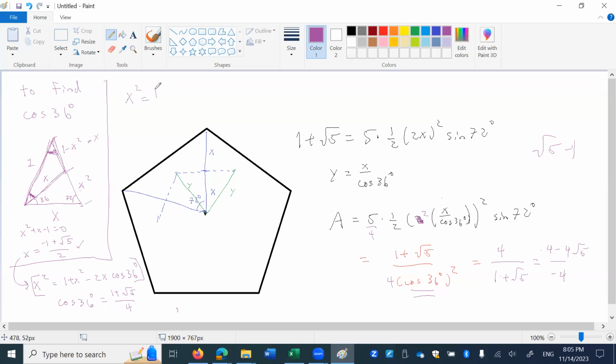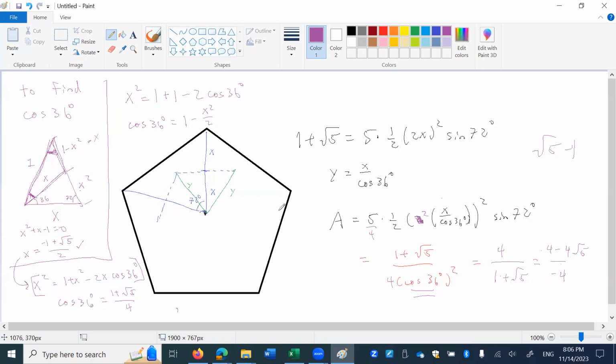x squared is 1 squared plus 1 squared minus 2 times 1 times 1 times cosine 36 degrees. And so cosine 36 degrees will equal, I guess, 1 minus x squared over 2. And we can calculate x squared pretty easily, and it'll give us the correct value.